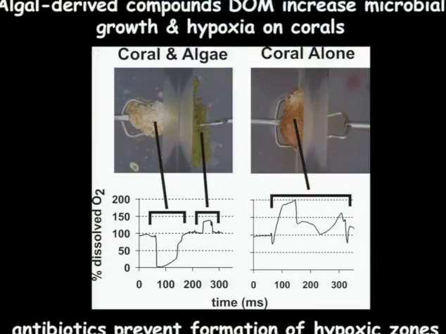The other thing that we know is that if we look across this, what we'll find is that the coral across from the algae has these hypoxic zones. So this is just dissolved oxygen along here, and we're looking right here, and you can see these hypoxic zones. If you add antibiotics, you relieve that, and you don't have the hypoxia. So our model is that basically the algae is feeding the bacteria that live on the corals, and that's causing them to suffocate.